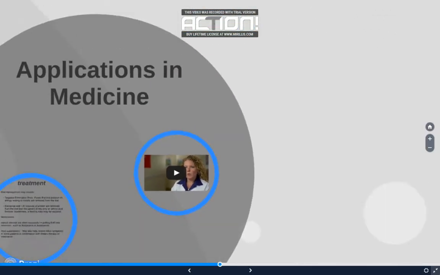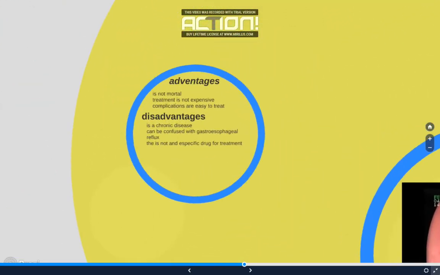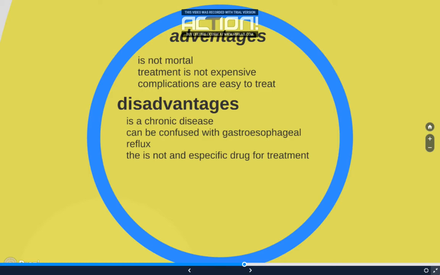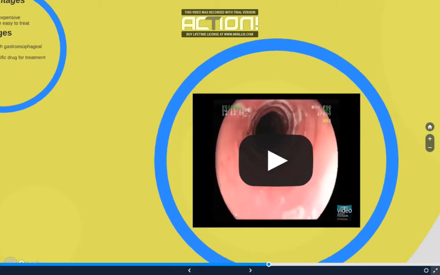Now we go to advantages and disadvantages. Advantages. It's not normal. It's not mortal. Treatment is not expensive. Complications are easy to treat. Disadvantages. It's a chronic disease. Can be confused with gastroesophageal reflux. There is no specific drug for treatment.